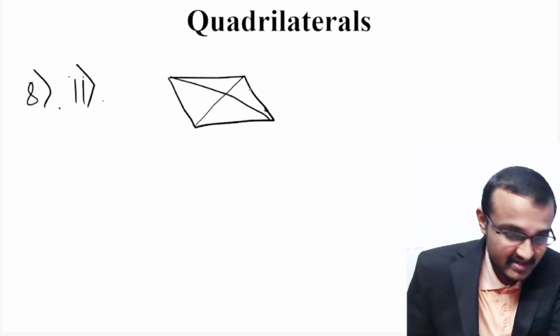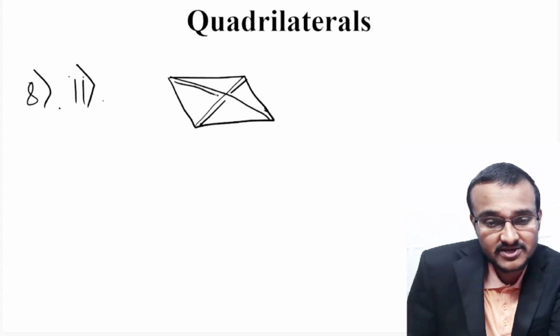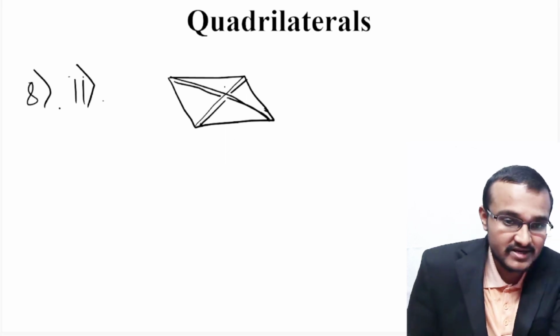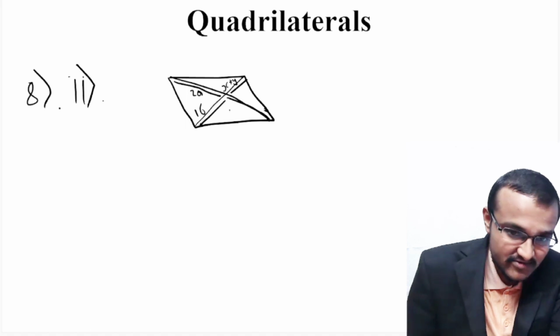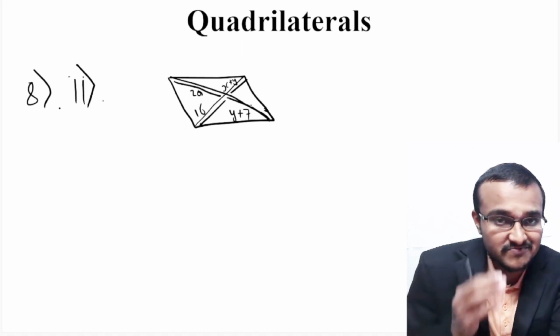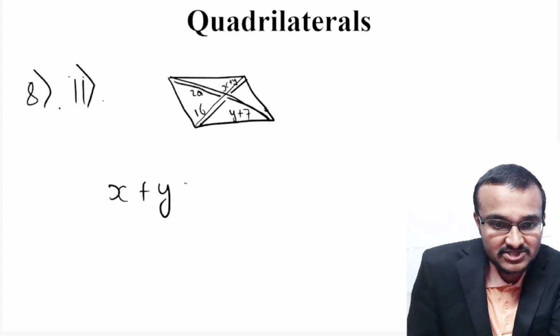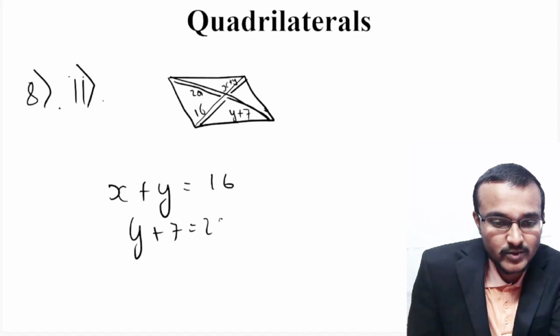So here this particular line should be equal to this particular line, and this line segment should be equal to this line segment, because diagonals are bisecting each other. So here this is given as x plus y, and this is given as 16, and this is given as 20, and this side is given as y plus 7. Since diagonals bisect each other in a parallelogram, x plus y is equal to 16 and y plus 7 is equal to 20.